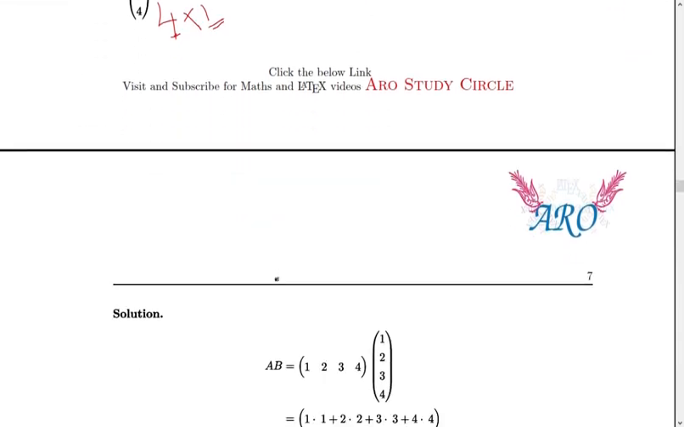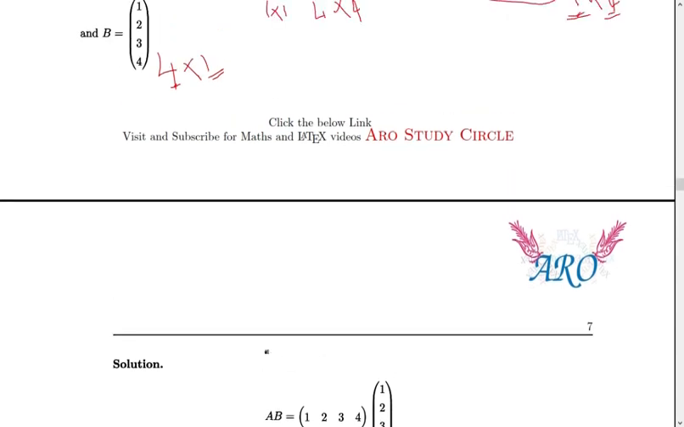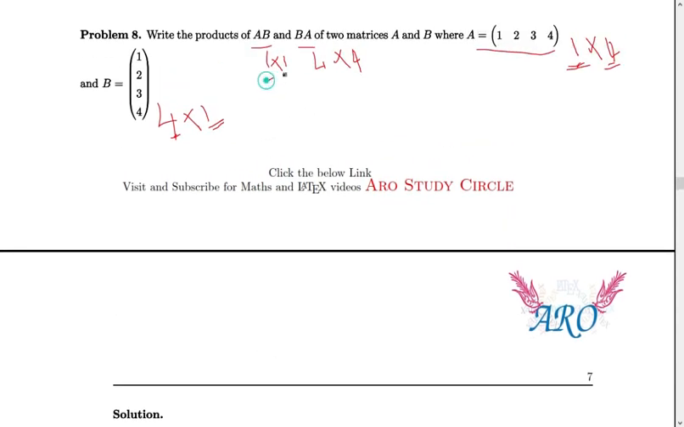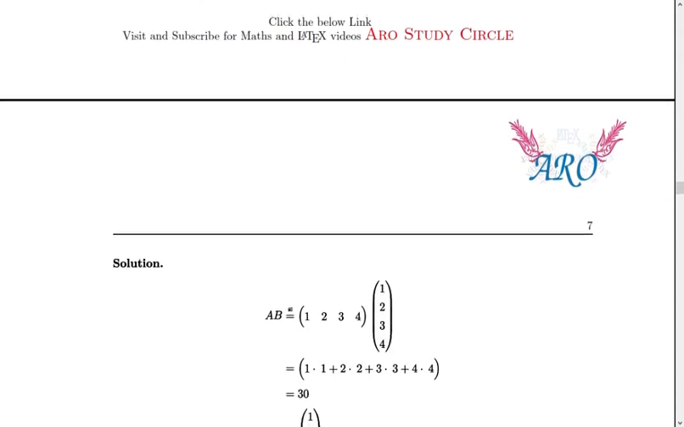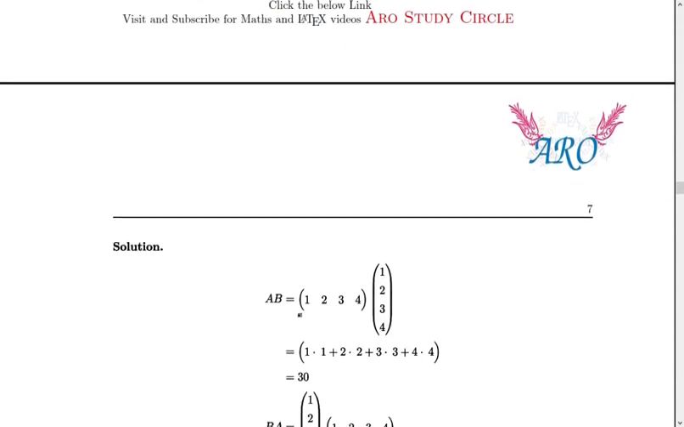Okay, so solution: AB. What do you know about AB? AB is a 1 by 1 matrix, which means the matrix contains only one element. In matrix multiplication, with one row and one column, we multiply element by element and add these elements. 1 into 1, 2 into 2, plus 3 into 3, plus 4 into 4. So 1 into 1 is 1, then 4, 9, 16, and that is equal to 30.